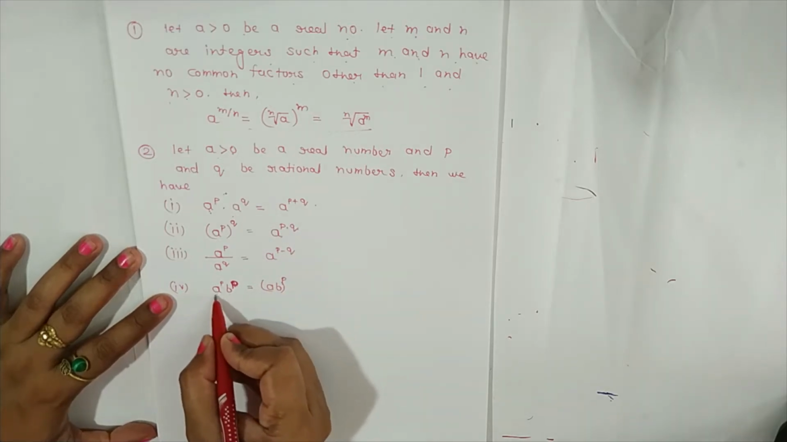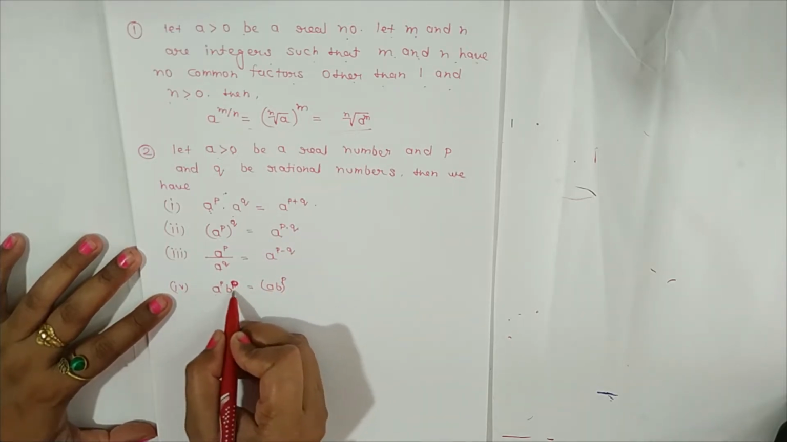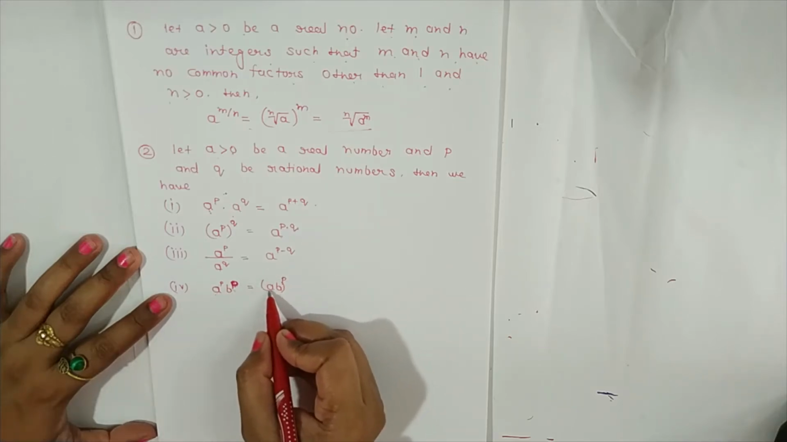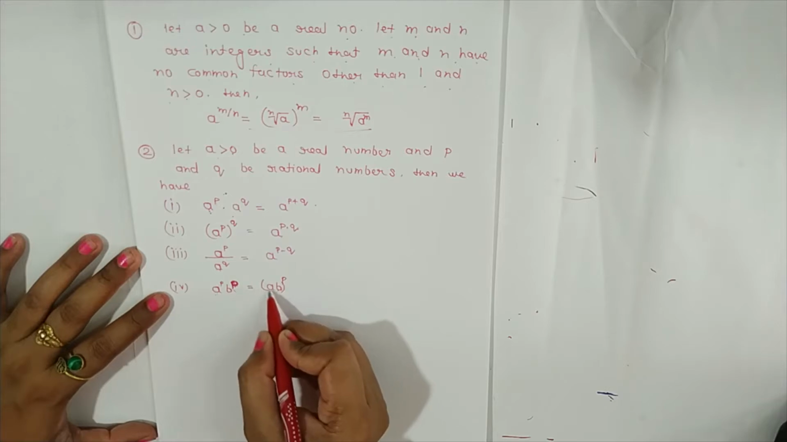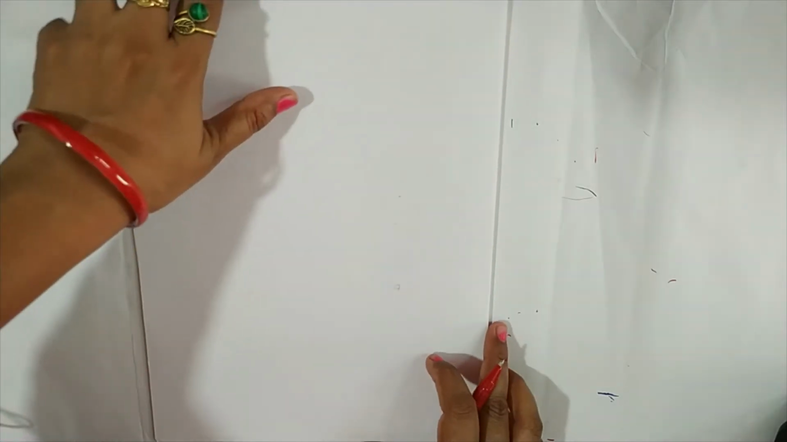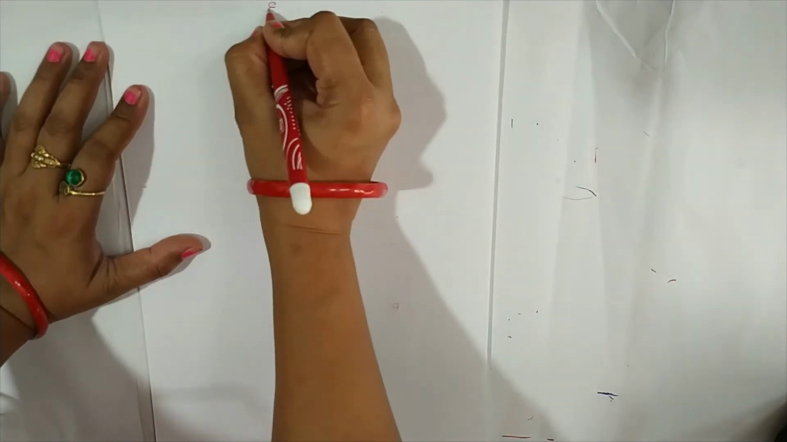When bases are different and powers are the same, the bases will be multiplied with the same power. So it can be written as a into b, the whole power p. Now we will discuss exercise 1.6.